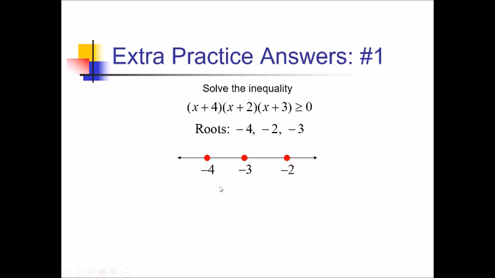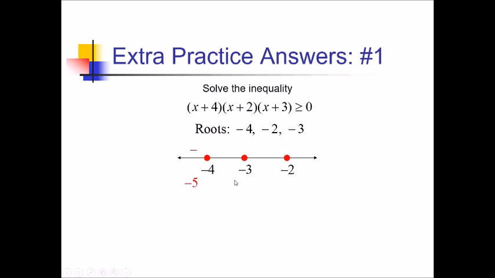So picking some numbers around those, to the left of negative 4, I can use negative 5. Plugging that in, I've got negative 5 plus 4, which is negative. Negative 5 plus 2 and plus 3 is also going to be negatives. So that's 3 negatives. An odd number of negatives gives me a negative overall result when I multiply those.